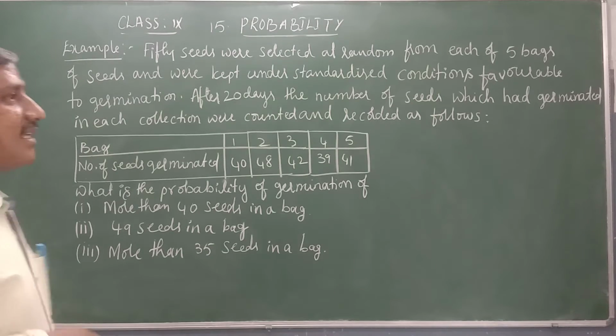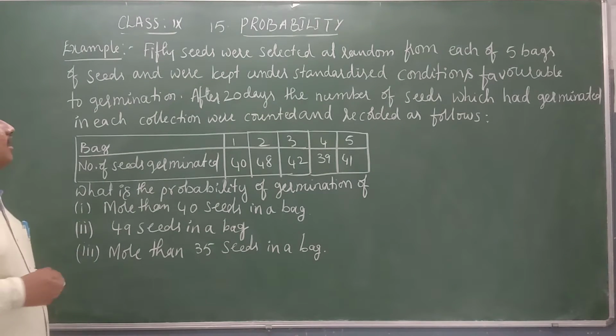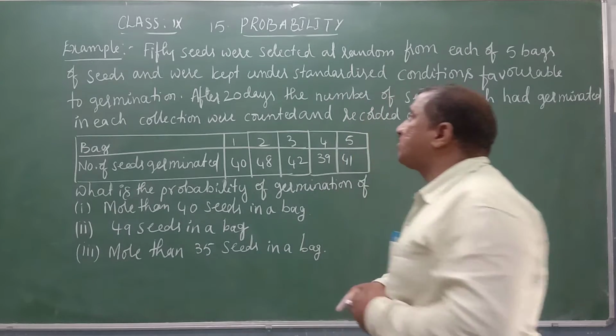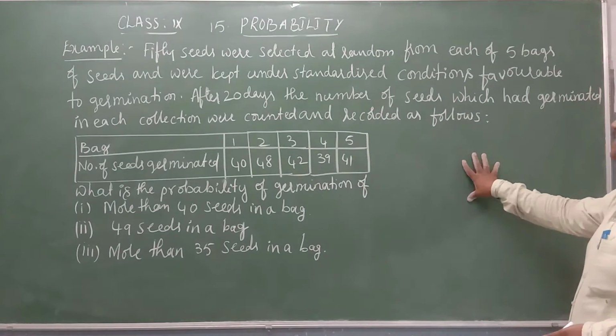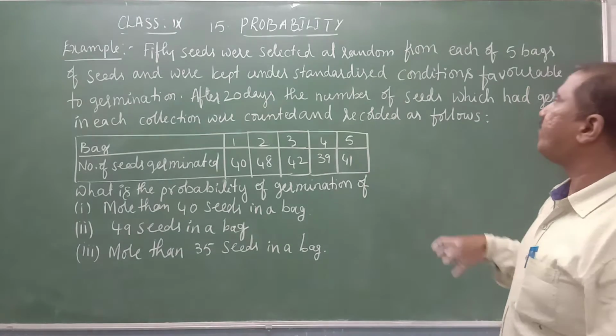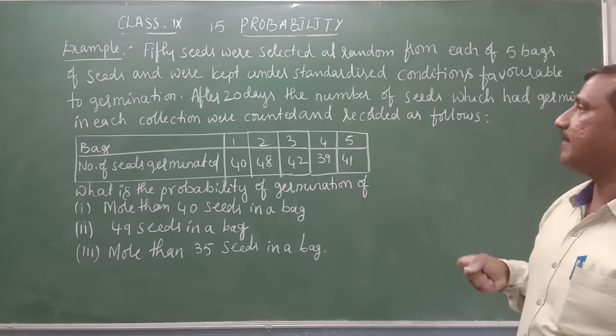Now we will discuss one more example. 50 seeds were selected at random from each of 5 bags. How many seeds were selected? 50 seeds from each of the 5 bags. There are 5 bags, and from those 5 bags, 50 seeds were selected.